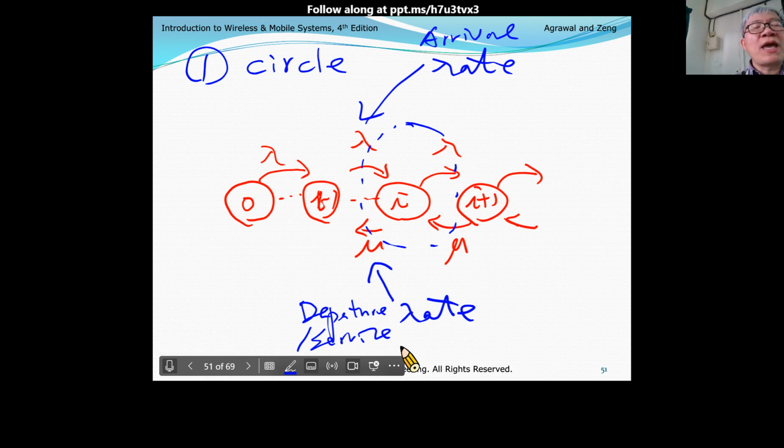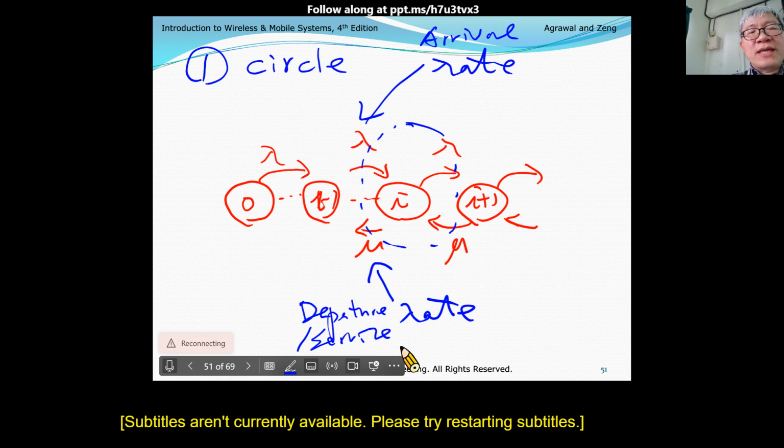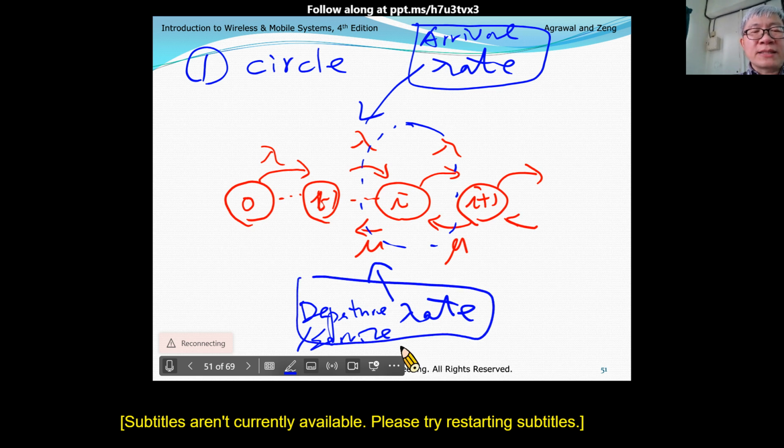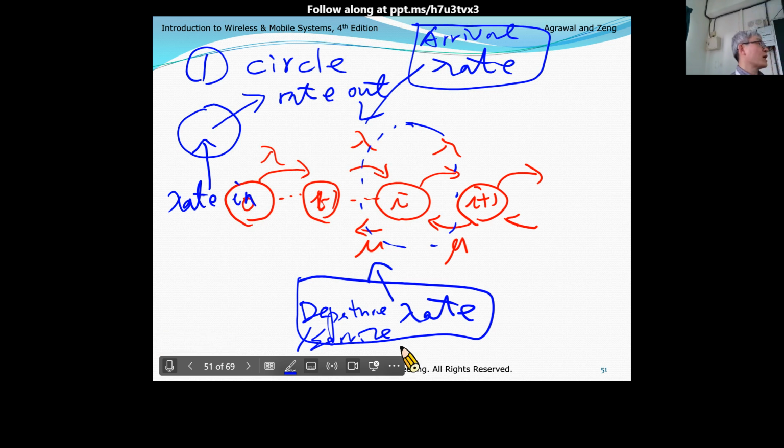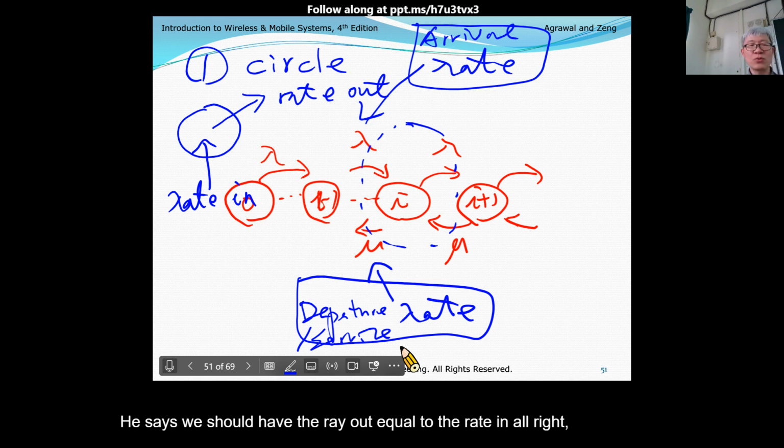Well, if we have a circle and the rates, right now we have the two rates, arrival rate and departure rate. But for a circle, we can have a rate out and a rate in. So for balance, we should have a zero net rate, right? Zero net rate says we should have the rate out equal to the rate in. All right, so rate out equal to rate in, so we have this.